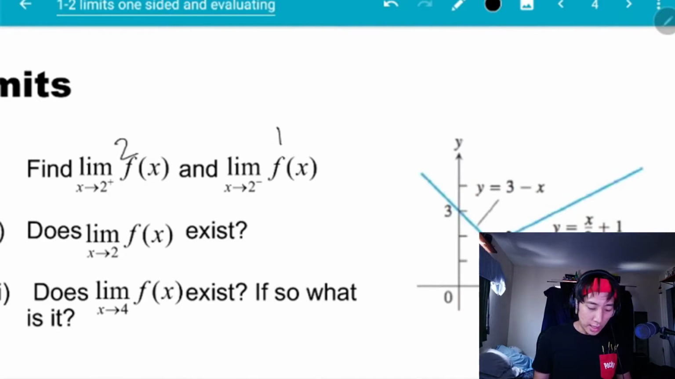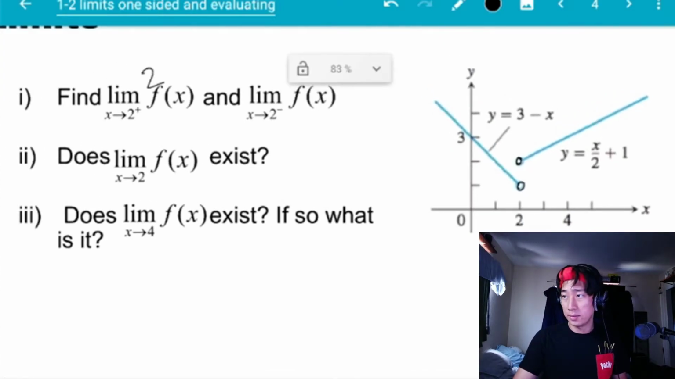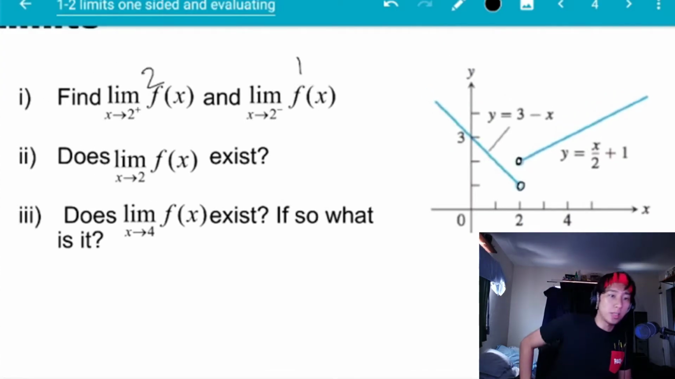And then, does the limit as x approaches 2 of f of x exist? The answer is no. Whoops, sorry, I should have had that there. It doesn't exist because they're going to two different numbers.